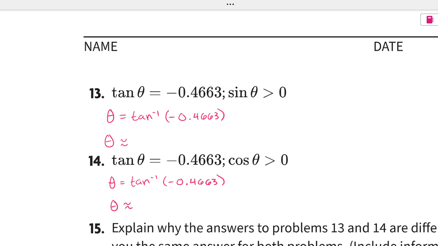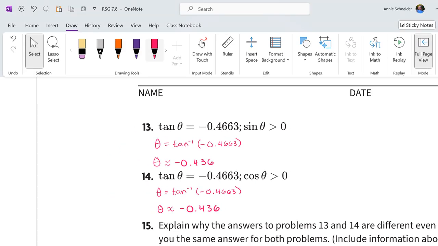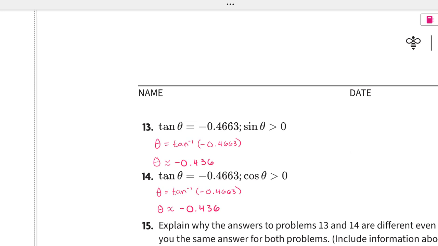Okay, so inverse tangent of negative 0.4663 gives us an angle of negative 0.436, to 3 decimal places. So now, let's look at where tan is negative.